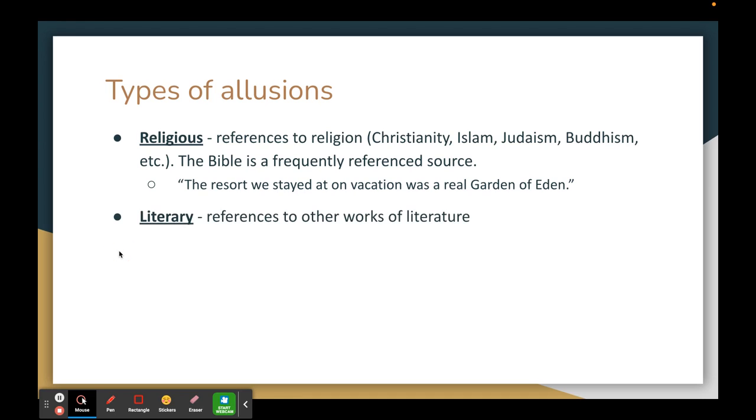The next type of illusion is a literary illusion, and this can be a reference to other works of literature that can be fiction or nonfiction, a poetry, or it can be a novel, a short story or a speech. And this reference that I have here, this example, is from The Outsiders. And it's actually a reference to a Robert Frost poem called Nothing Gold Can Stay. And this poem compares quickly fading youth to the fading of golden leaves during the fall.